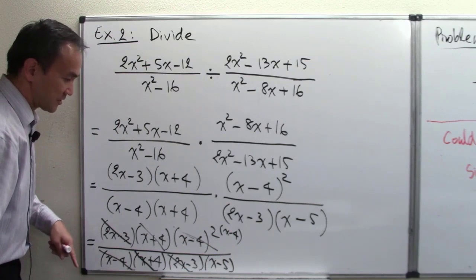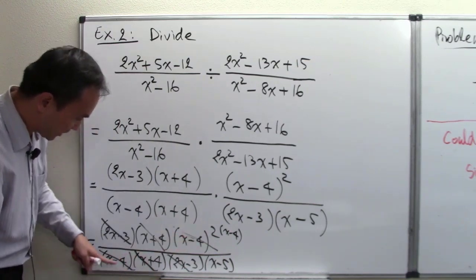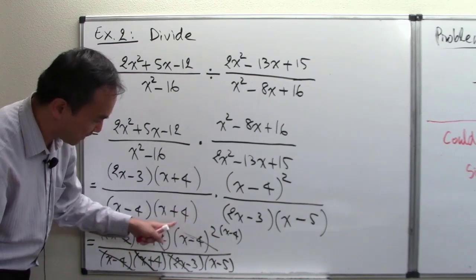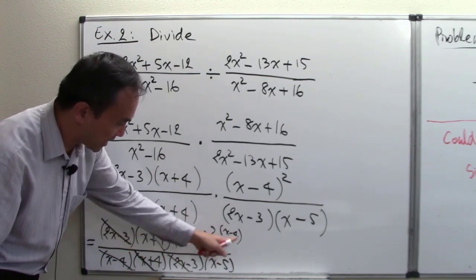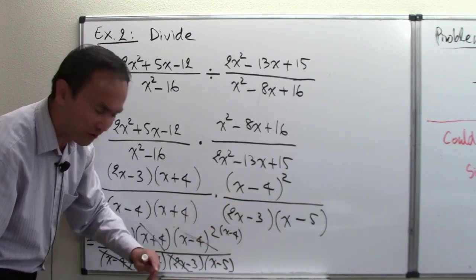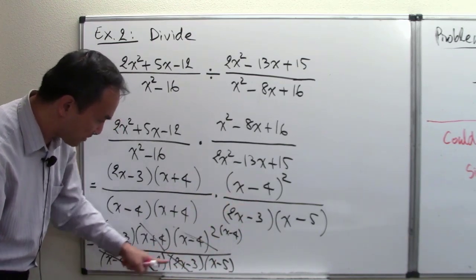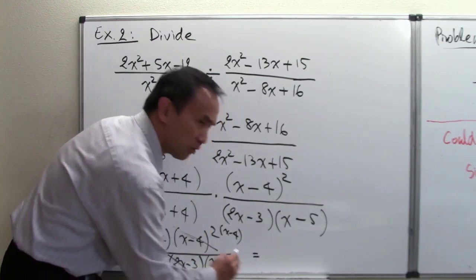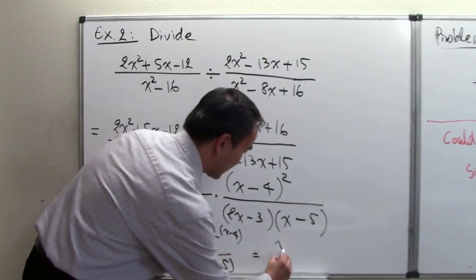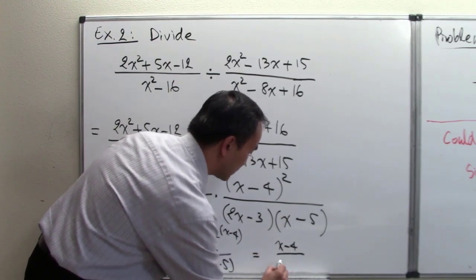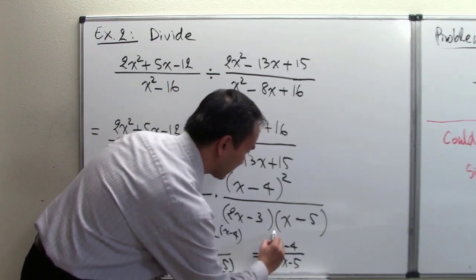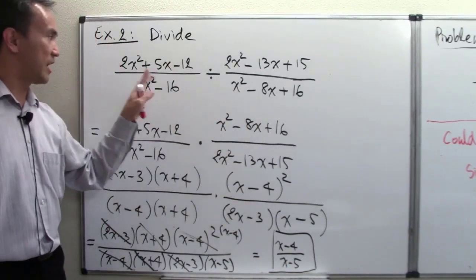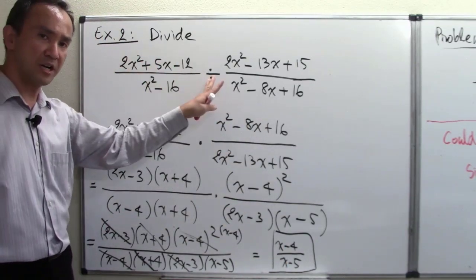In the numerator, we have only x minus 4. The 2 right here is the square of this, so after canceling out, it really just remains x minus 4. The writing is making it a little confusing. In the denominator, the only remaining factor is x minus 5. So our final rational expression is x minus 4 all over x minus 5, and that is our final rational expression after dividing this rational expression by that other one.